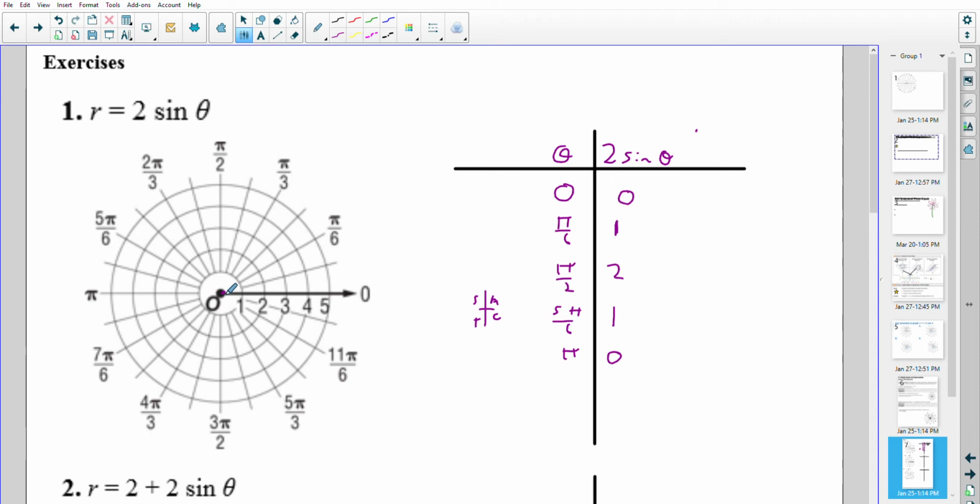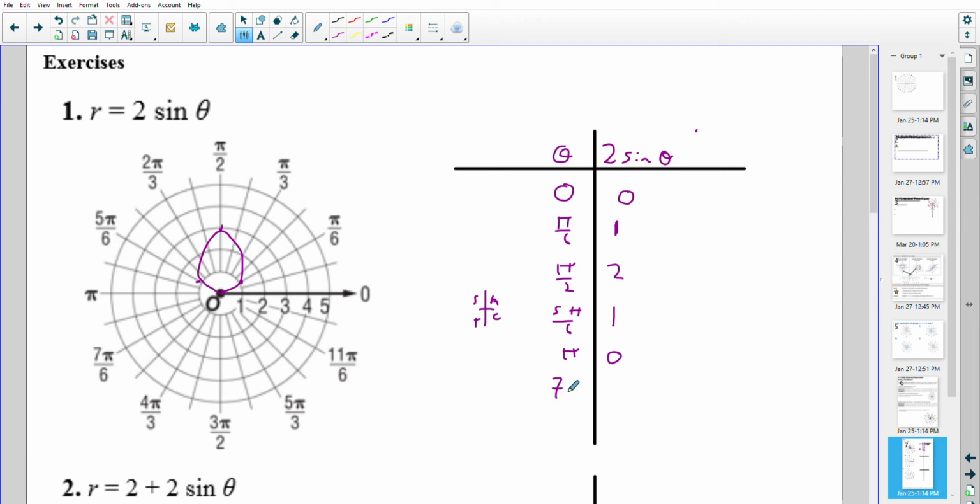You're starting here, and then pi over 6 goes to 1. Pi over 2 is 2. And 5 pi over 6 goes back to 1. And then it comes back down to 0. So the shape that you're looking at is this one right here. And the question is, well, what happens if you put in some more points?